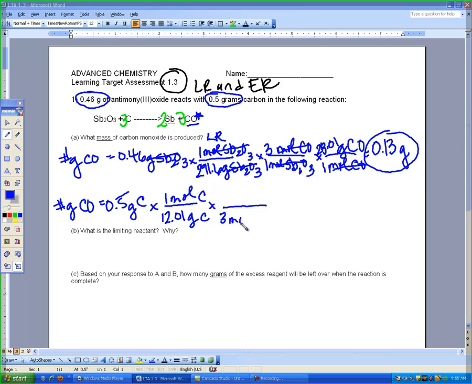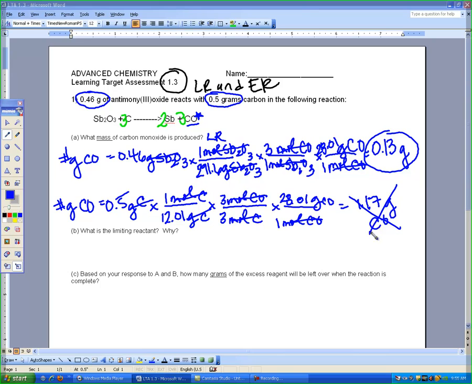For every 3 moles of carbon, there's 3 moles of carbon monoxide. And then for every 1 mole of carbon monoxide, there's 28.01 grams of carbon monoxide. Okay, so again, I'm going to make sure my units cancel. Okay, and punch that right into my calculator. So 0.5 divided by 12.01, times 3 divided by 3, don't need to worry about that. So times 28.01. 1.17 grams. So that's not what actually is going to be made.